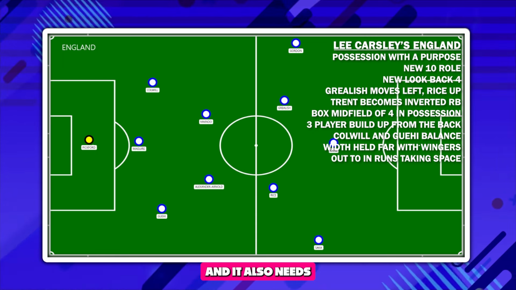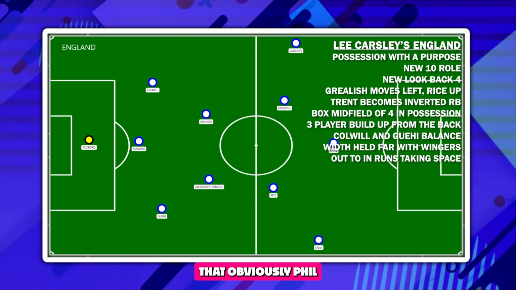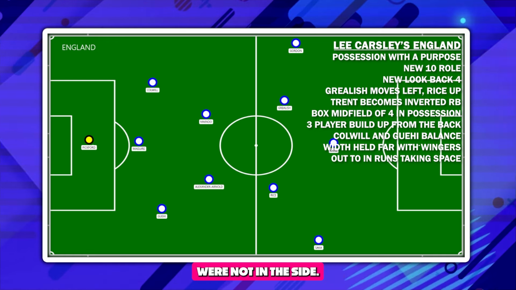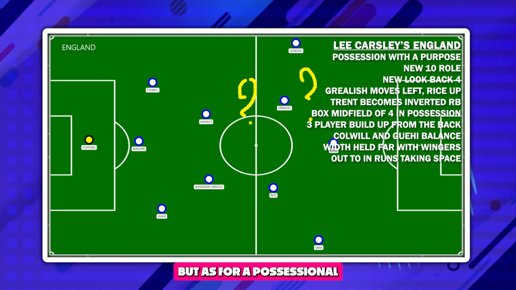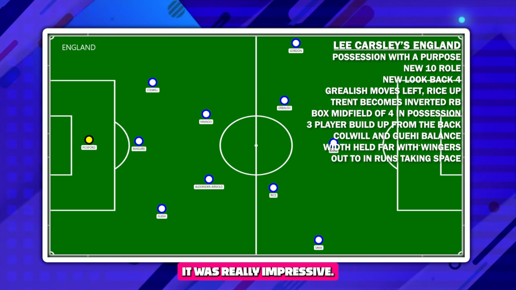And it also needs to be mentioned that obviously Phil Foden and Jude Bellingham were not in the side, so those are question marks that really need to be asked. But as for a possession-based point, it was really impressive.